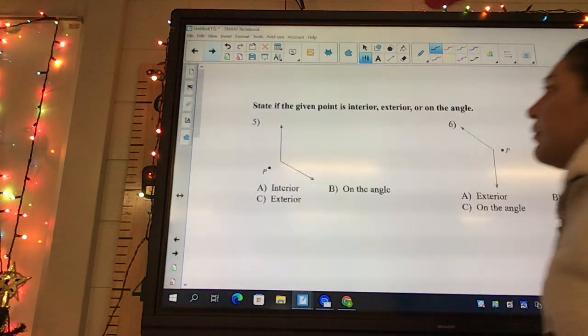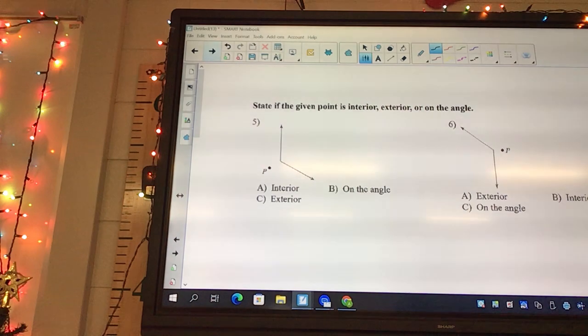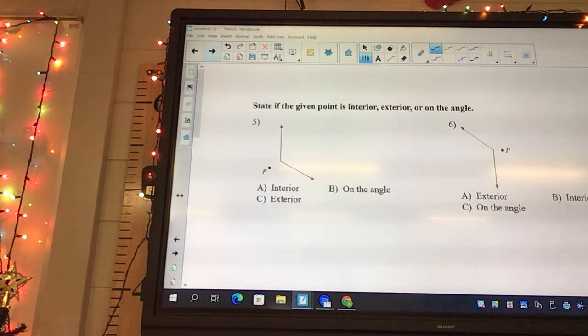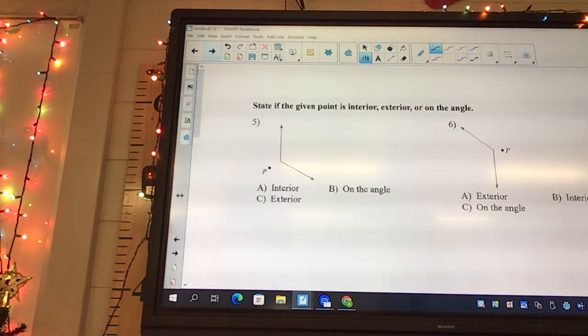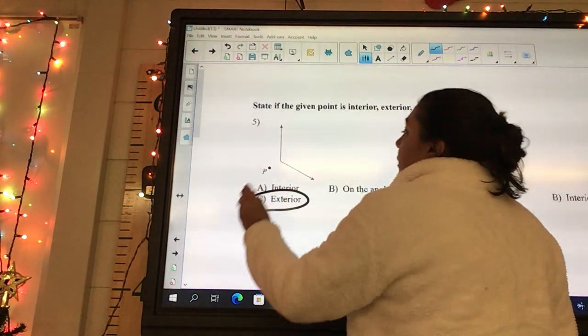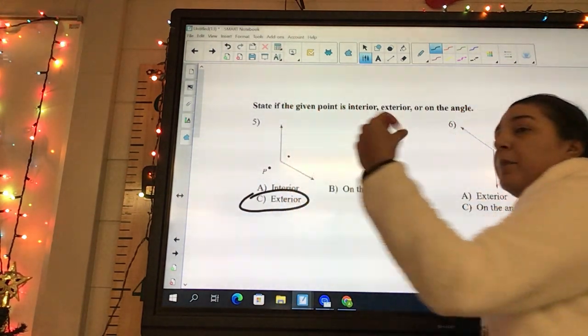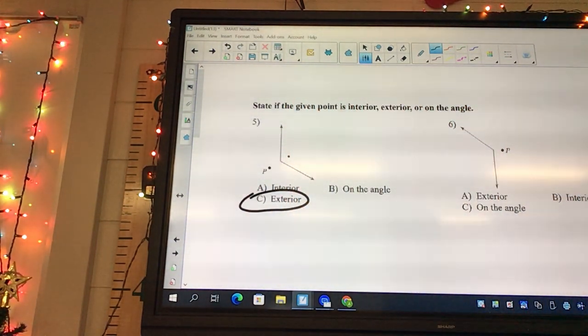Okay, look at 5. State if it's interior or exterior. Is it interior, exterior, or on the angle? It's exterior. Okay, interior would be like inside the part. Okay?